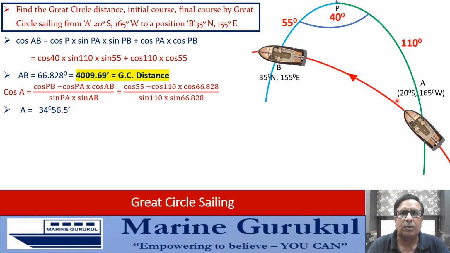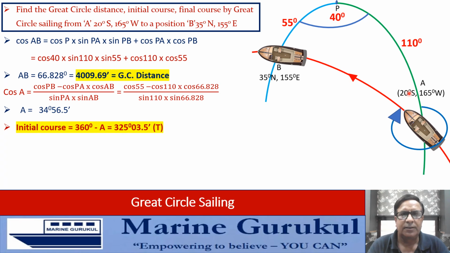We mark off the initial course at A clockwise from north at A, and I'm sure we'll agree that this represents the initial course. And now it leaves no doubt. The initial course is equal to 360 minus calculated angle A. So the initial course shall be 360 minus angle A, that is 325 degrees 03.5 minutes true.